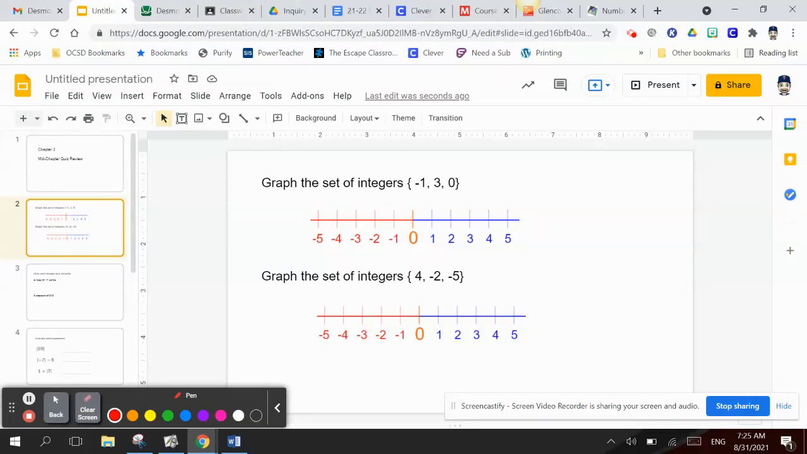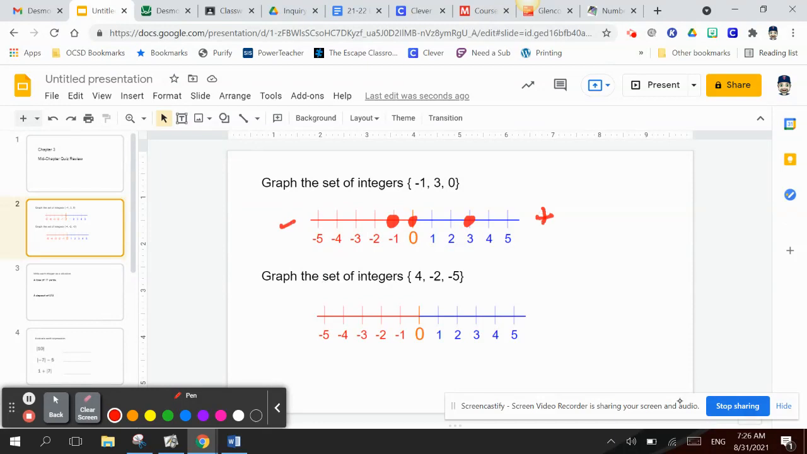So here they want you to graph the set of integers -1, 3, and 0. If you start at 0 and I go back to -1, I'm going to make a point here. The next number is 3, so I start at 0 and I count 3. 1, 2, 3, forward. There's +3. And then 0 is right here in the middle. It's neither positive nor negative. All my negative numbers are to the left.